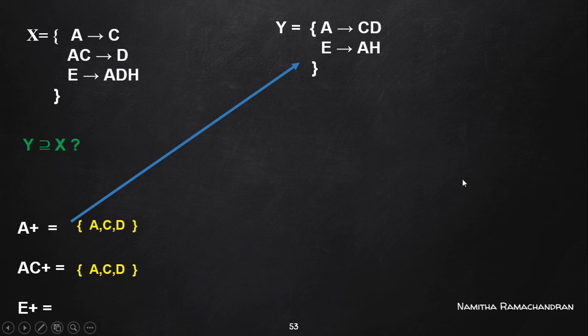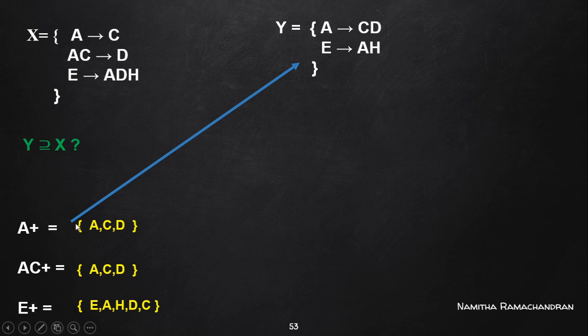Okay, so the AC closure includes A, C and D. Now we want to find the E closure with respect to superset Y. So E closure includes E directly included, then from E we can derive A and H. So AH is also included here. From this A we can derive C and D also, so these are included here.